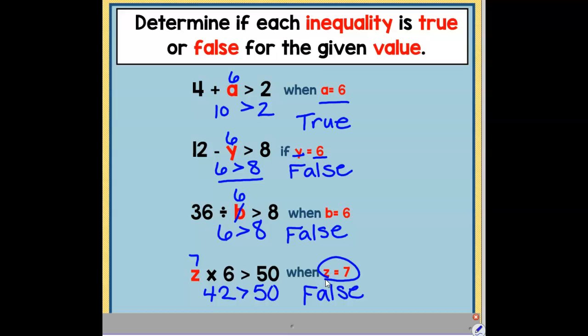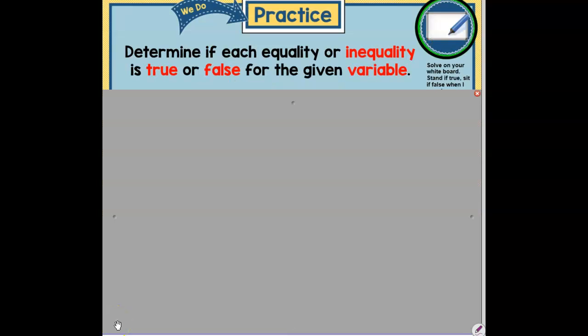So look at what we just did up there. What's one thing, share with your partner and be ready to share out to the group. What's one thing that is clear to you or makes more sense after doing these examples about determining if an inequality is true or false when you're given the value of a variable? So go ahead and we're going to do some more practice on your whiteboard.